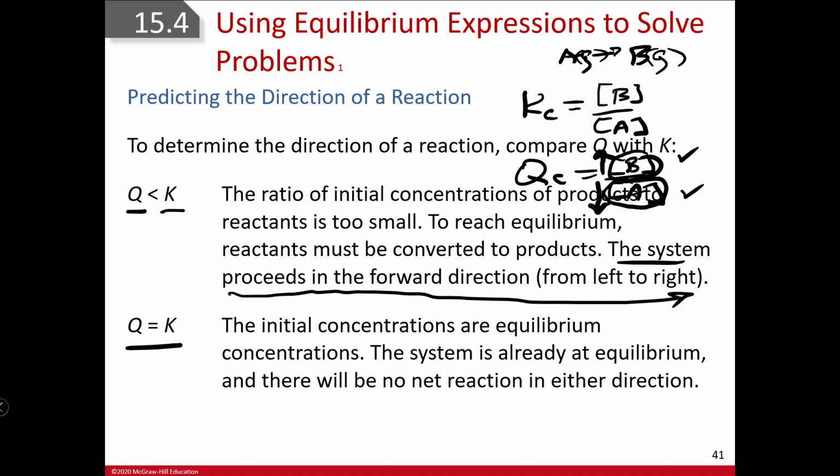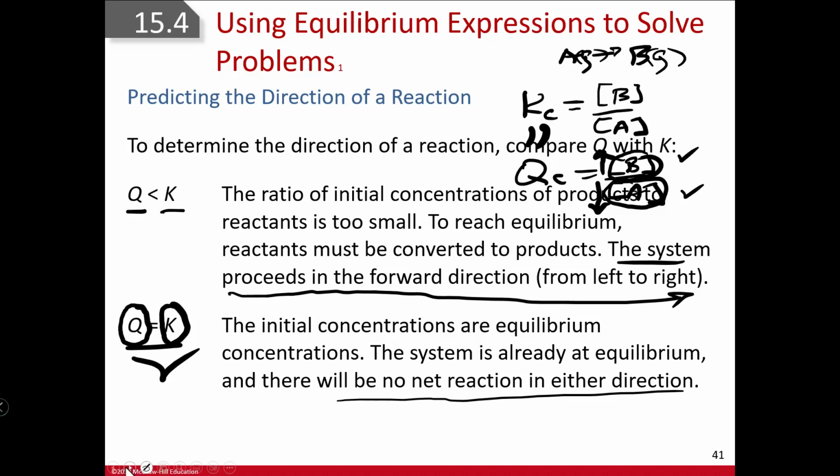Now, if it just so happens that Q equals Kc right off the bat, that means you have chosen initial concentrations that are equal to equilibrium concentrations. And the ratio comes out to be exactly the same for both. That doesn't happen very often. It's kind of rare. I feel like it's almost contrived. But if the reaction quotient equals the equilibrium constant, then there's no net reaction in either direction. It's already at equilibrium concentration, so you're not going to see any change there.